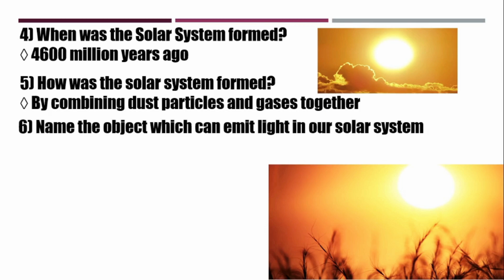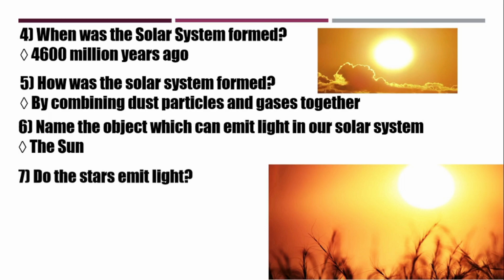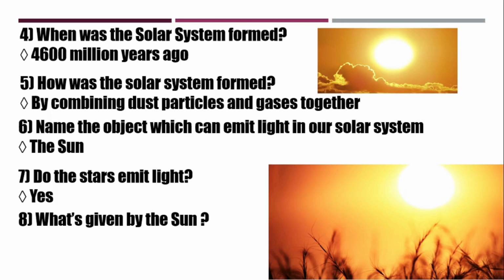6. Name the object which can emit light in our solar system. There is only one object which can emit light in our solar system. It is the Sun. Question number 7. Do the stars emit light? Yes, but most of the stars are located outside our galaxy. Therefore, we consider only the Sun as the main object which can emit light. What is given by the Sun? The Sun gives us heat and light.